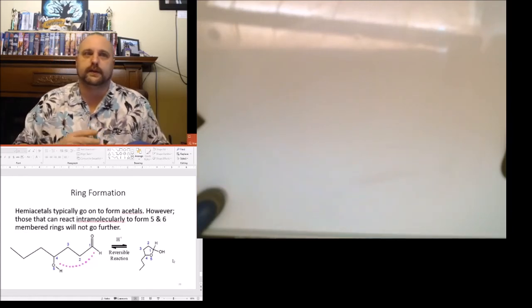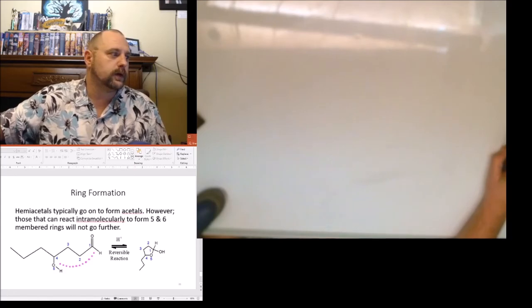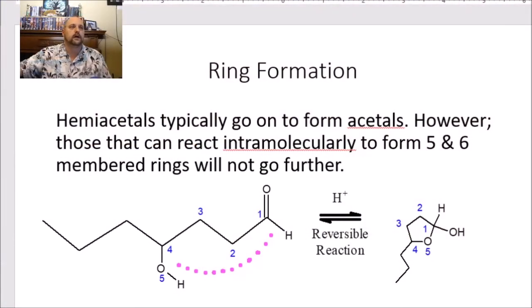Now, one of the key things about this is that we can turn around and make a ring structure, and so we can. That's the end of my being able to move my mouse properly. We make a ring structure, so it acts intramolecularly. That's the key. 5 and 6 membered rings. We'll see a lot of this when we start looking at sugars. They react intramolecularly. You can even react with 2 parts of it.